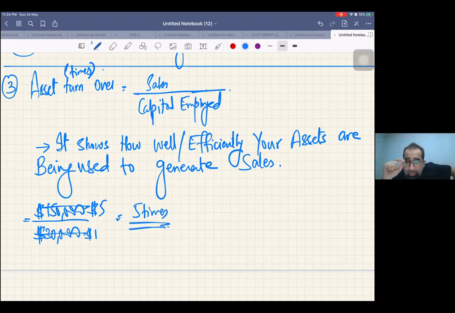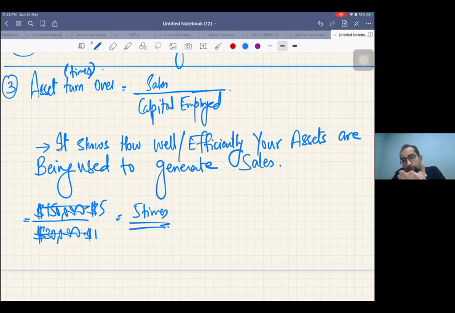Five times means with every $1 investment in non-current assets, we are generating $5 of sales. Our efficiency is five times. The greater this number, the greater is our efficiency, right?